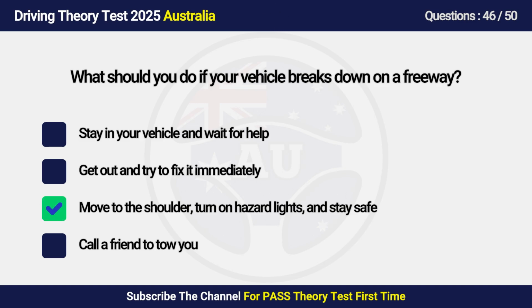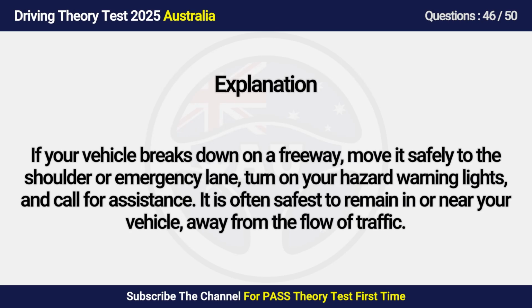Answer is C. Move to the shoulder, turn on hazard lights and stay safe. If your vehicle breaks down on a freeway, move it safely to the shoulder or emergency lane, turn on your hazard warning lights and call for assistance. It is often safest to remain in or near your vehicle, away from the flow of traffic.